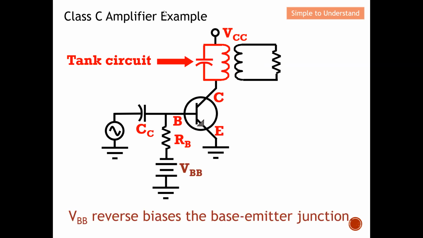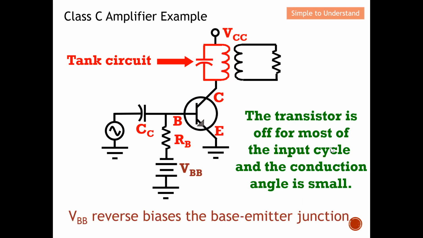For the Class C amplifier, we utilize a tank circuit. I have done a discussion on the Class C amplifier, so if you're keen to know more, take a look at the playlist under the description, where you will find a series of discussions on Class C amplifiers. Basically, a Class C amplifier reverse biases the base-emitter junction. The transistor is off for most of the input cycle, and therefore the conduction angle is very small.